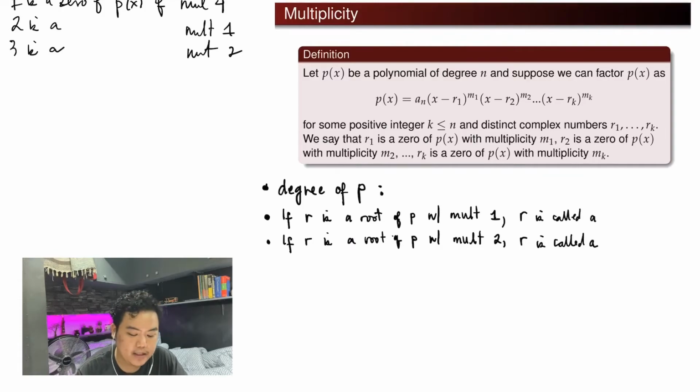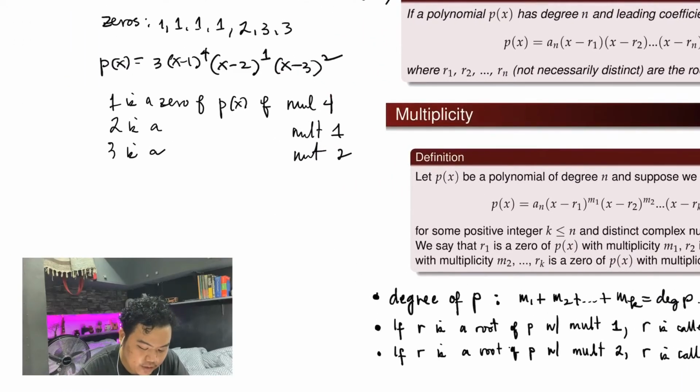And some remarks, makukuha mo yung degree ng P using the multiplicity. So, if you add all the multiplicity, you will get the degree of P. So, parang dito, anong degree nung P natin? Just add the multiplicity, which is 7. So, the degree of P is 4 plus 1 plus 2, which is 7.